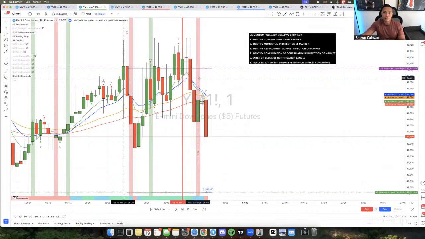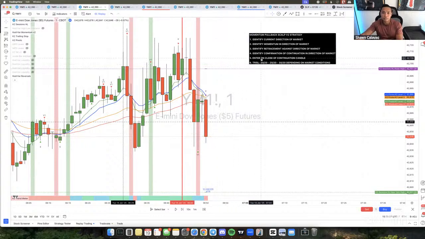Step 3, identify retracement against direction of momentum. So with that said, we had a sell momentum here, and then we had a green candle that followed right here, right next to it. That's going to be the retracement candle. For step 4, identify confirmation of continuation in direction of market. So again, we had the sell signal right here, right? So we wanted the candle to close below this black line, which it did. That's going to be step 4.